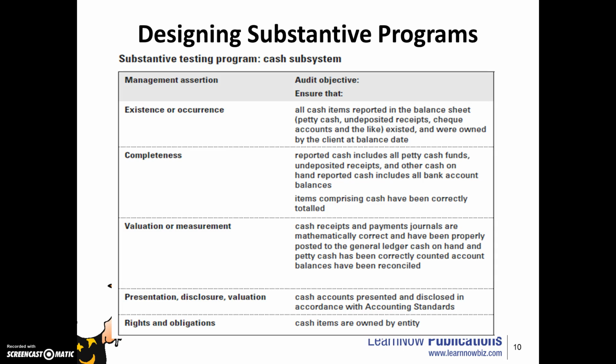We are checking the assertion of completeness in that reported cash includes all petty cash funds, undeposited receipts and other cash, and that they have been correctly totaled. Valuation, how does that link in? Cash receipts and payments journals are mathematically correct. They've been properly posted and reconciled. Presentation, they are disclosed in accordance with accounting standards. And finally, rights and obligations. Cash items are owned by the entity.